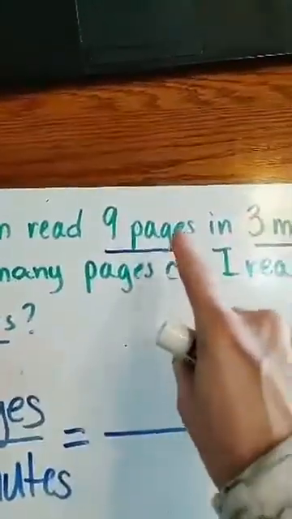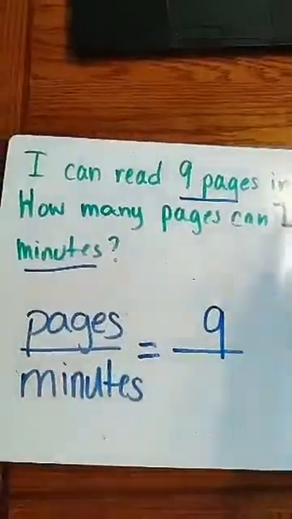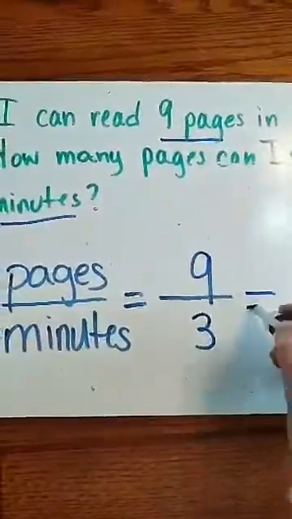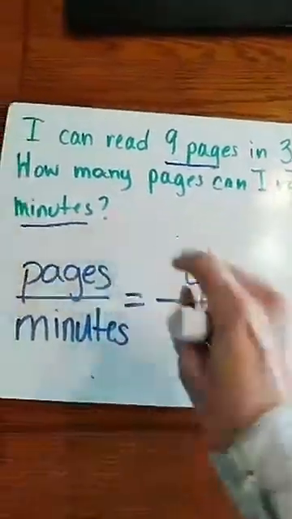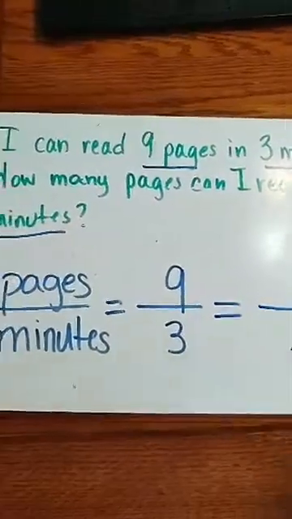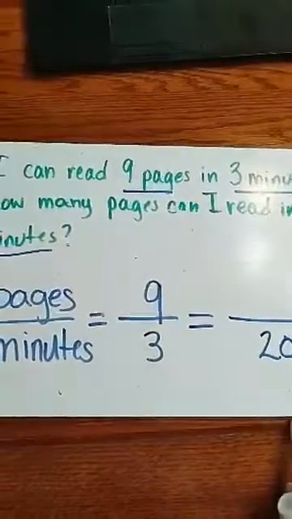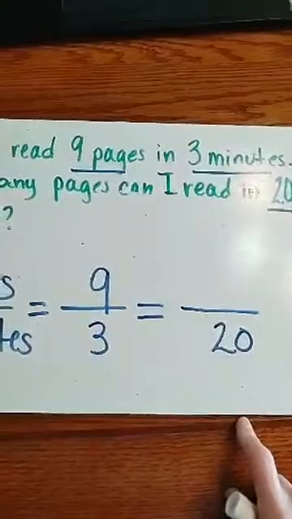Pages that I know is 9. Minutes that I know goes with the 9 is 3. And we've got to find out, how is that equal? I've got 20 minutes left. It needs to go with my minutes, so I put it on the bottom. And I've got to find out how many pages that's going to be in 20 minutes. So I do what I talked about on the other side. I'm going to cross multiply and divide.